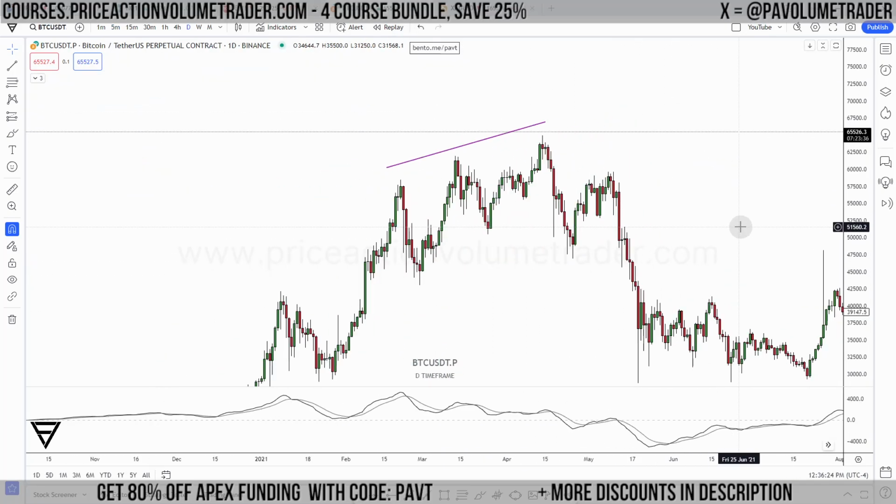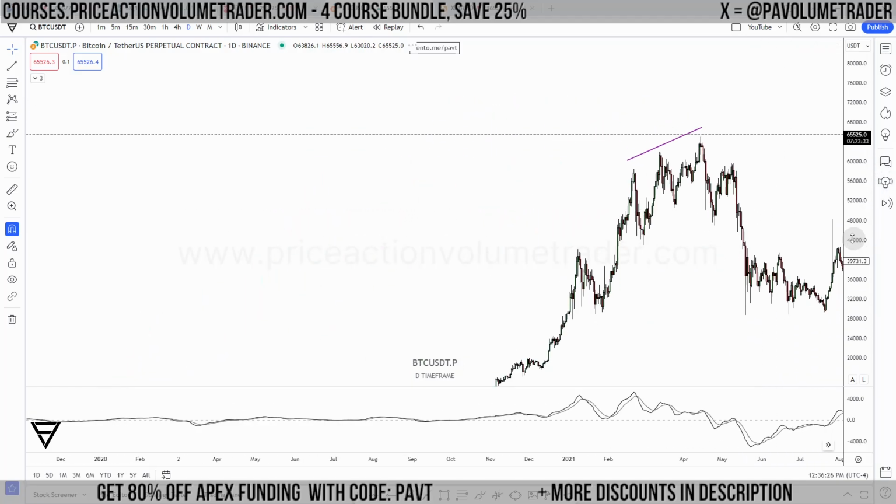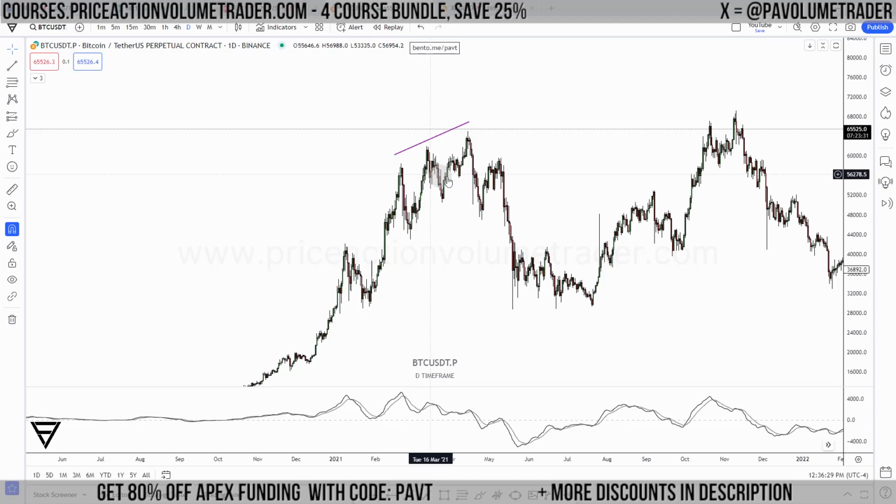Then we can use this again on higher time frames. This is the Bitcoin chart on the daily. This was all the way back in 2021 when we first made a new all-time high at 65,000 or so. You can see very clearly here 1, 2, 3 continued pushes up, and the MACD making lower lows. And then we had a very big breakdown from here. You can see we also had a very pronounced trend line that was broken to the downside on that move.